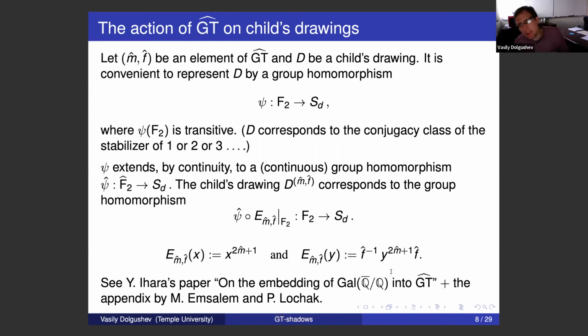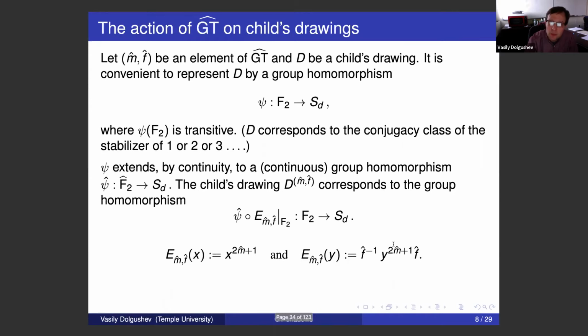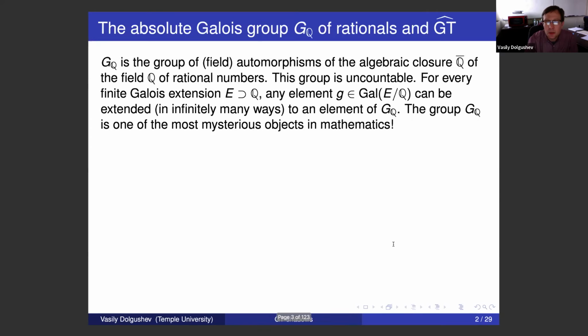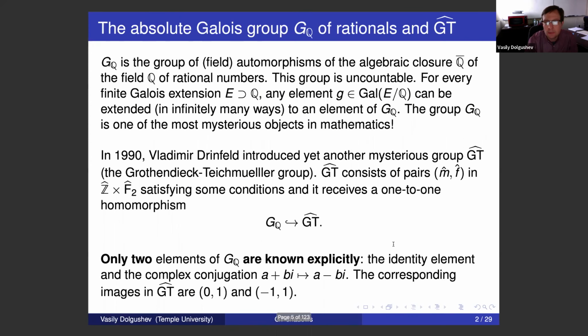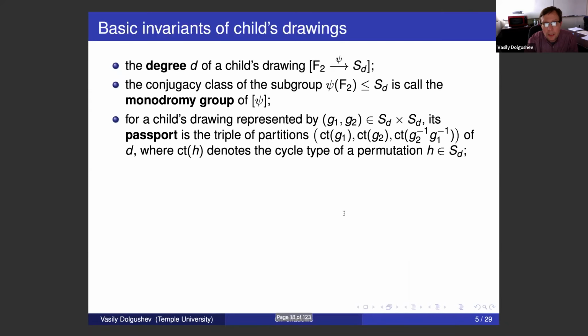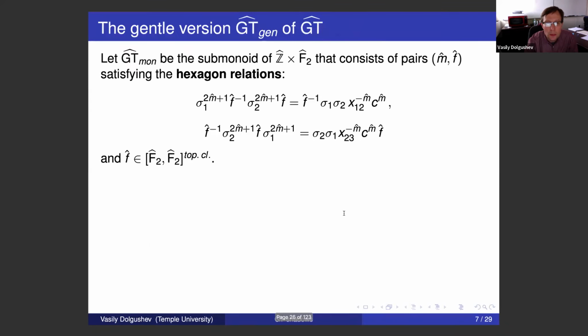So in principle, it's not obvious that we get this. I mean, the action of GT hat is compatible with the action of GQ. Remember, we have the embedding from GQ to GT hat. In the beginning of the talk, I had this embedding. Let me call it the Ihara embedding. And if you ask me, what's a good reference?